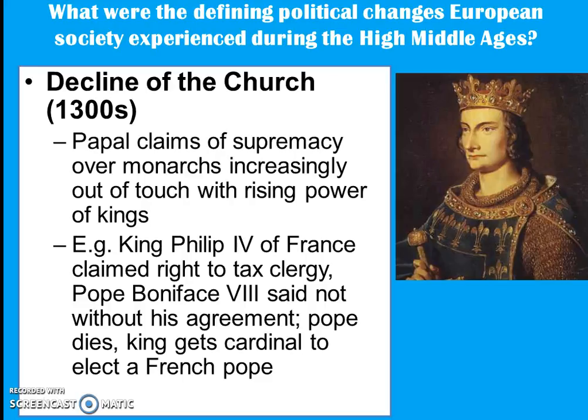So King Philip IV of France claimed the right to tax the clergy, for instance, and Pope Boniface VIII, who was Pope at the time of King Philip IV, said that he could not tax the clergy without his agreement. So this made the king very angry, and there was a dispute over this. In the middle of this dispute, the Pope dies, and the king gets the cardinals to elect a French Pope, who was obviously going to support his right to tax the clergy.